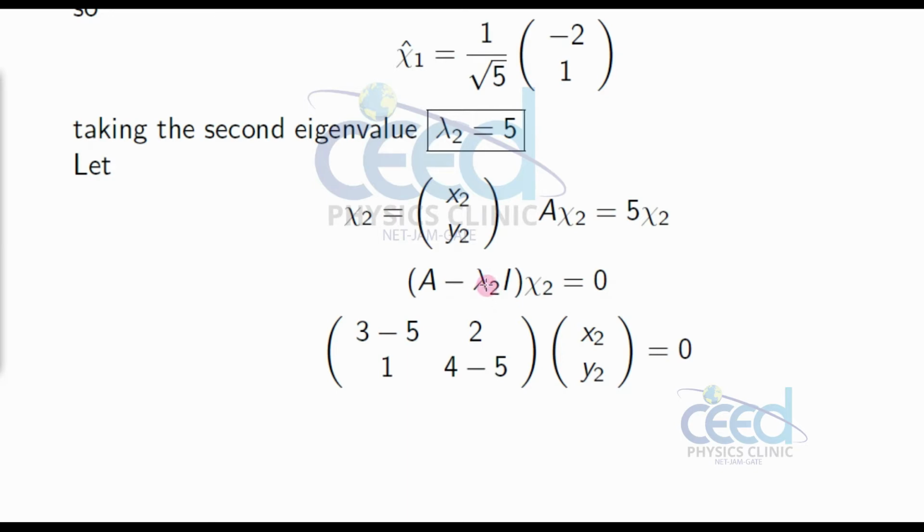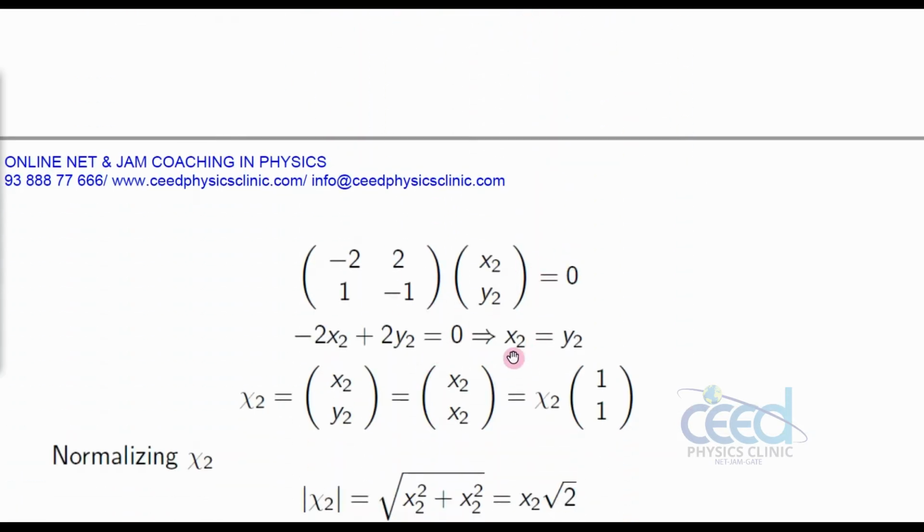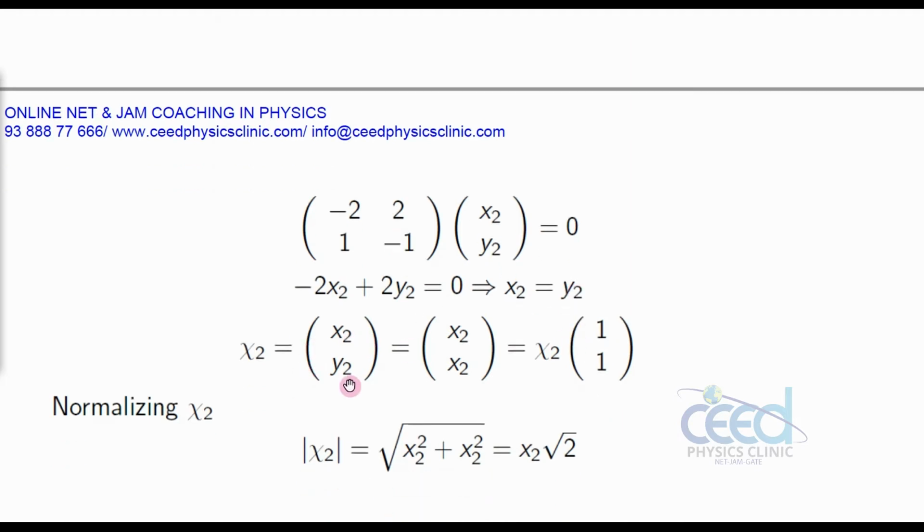If I substitute lambda 2 as 5, that is 5I, and subtract it from our given matrix M, that is [3 2; 1 4], our matrix A or M, so we subtract 5 from each diagonal element. When I expand this, I get an equation like this, so x2 is equal to y2. So this y2 also I can replace with x2, and I can take x2 out, giving x2 times (1, 1).